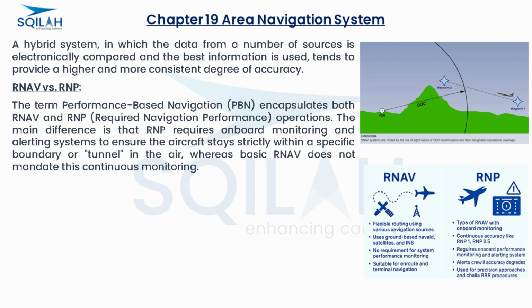R-NAV versus RNP. The term performance-based navigation, PBN, encapsulates both R-NAV and RNP, required navigation performance, operations. The main difference is that RNP requires onboard monitoring and alerting systems to ensure the aircraft stays strictly within a specific boundary or tunnel in the air, whereas basic R-NAV does not mandate this continuous monitoring.